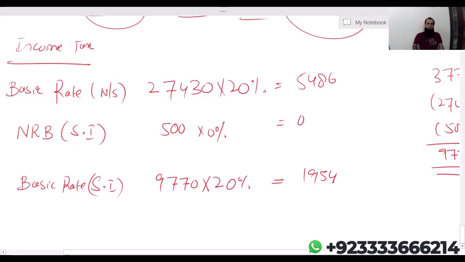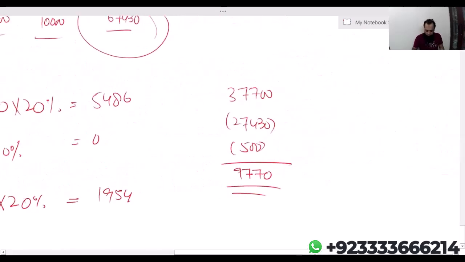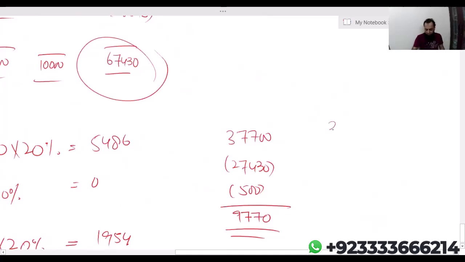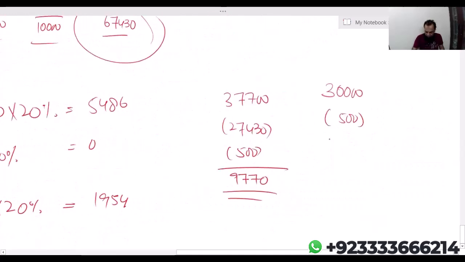So obviously the remaining saving income falls in high rate band. Applicable tax rate in high rate band is 40%. Let's see how much saving income falls in high rate band. The total saving income is 30,000. Out of that 500 we have taken in the nil rate band, then 9,770 we have already taxed. So how much is left? 30,000 minus 500 minus 9,770. I'm getting 19,730.